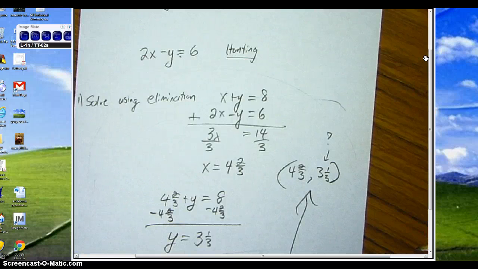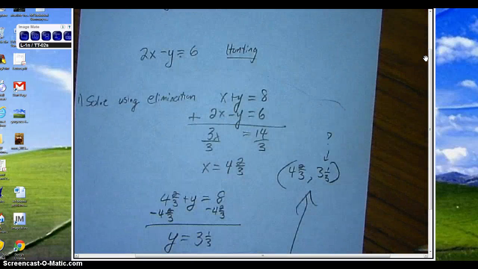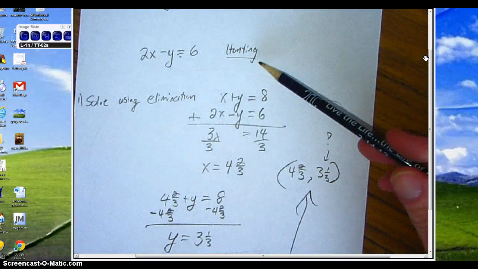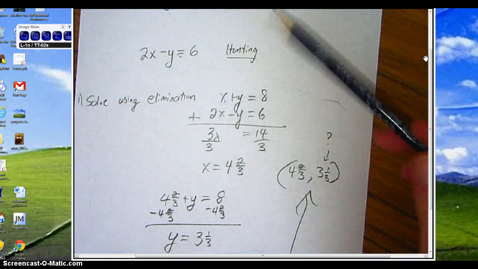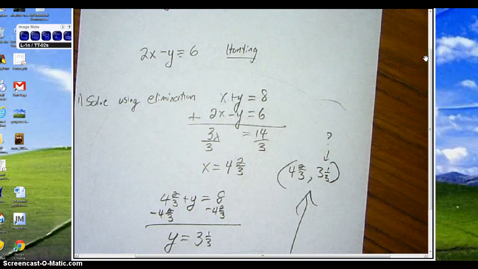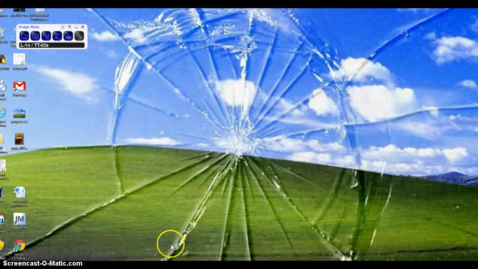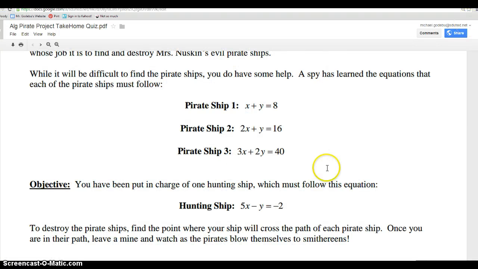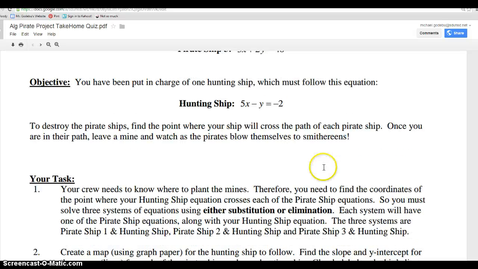So, step 4 then is to find a new hunting ship. The hunting ship will then only intersect 2 of the pirate ships, not all 3. And I'm going to let you think about how to go about doing that. Now, I know these instructions aren't 100% complete, but that's the whole point of the lesson, is to have you guys figure out how this is supposed to work.